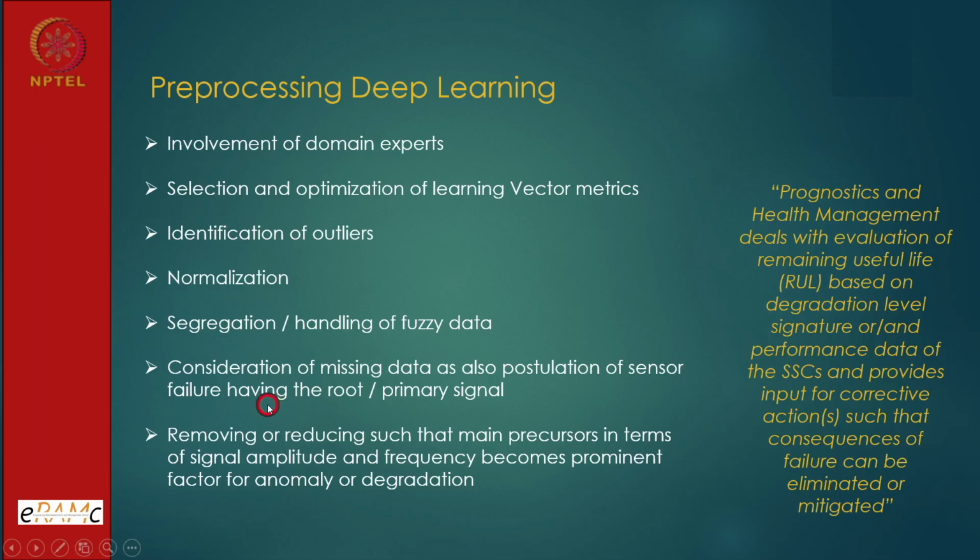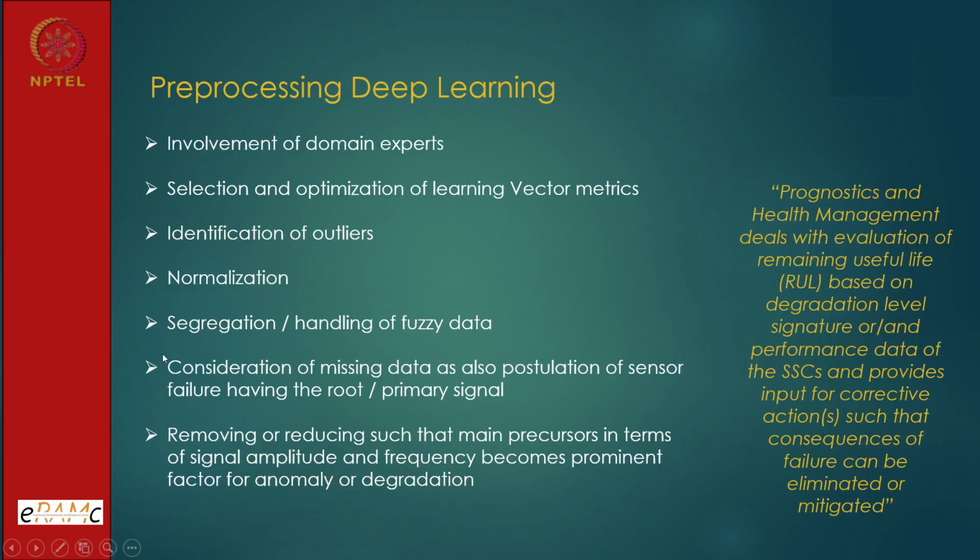So there are ways, understanding the science and relationship of components through either PSA or operational knowledge. You have to bring in this factor: if I take critical data, how does my ANN perform? There is derived information, and based on that it should be able to do it, and that's how the ANN or the deep learning algorithm is expected to behave. Removing or reducing noise such that the main precursor in terms of signal amplitude and frequency becomes the prominent factor for anomaly detection.